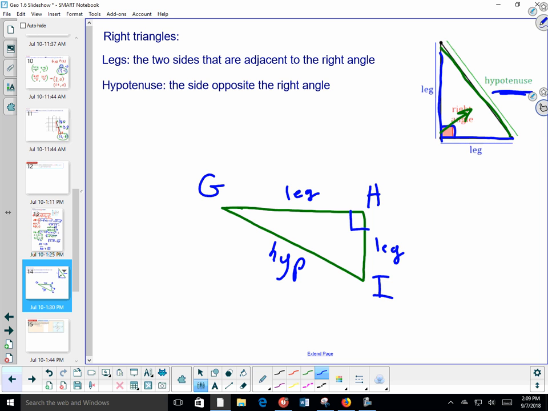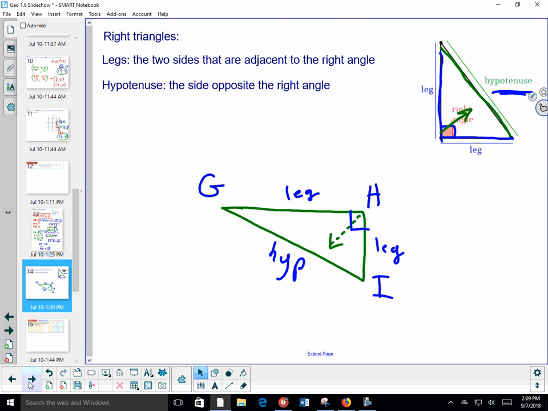It's just the opposite side of the right angle. So wherever the right angle is, across from that is going to be the hypotenuse. Okay? Ready? All right, moving on. The hypotenuse is always the longest side in a right triangle.